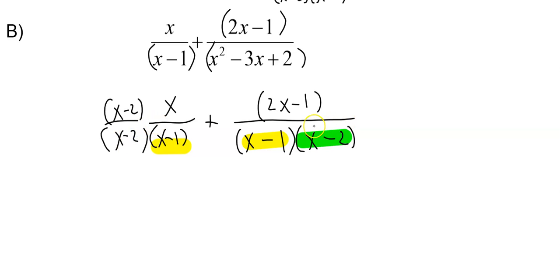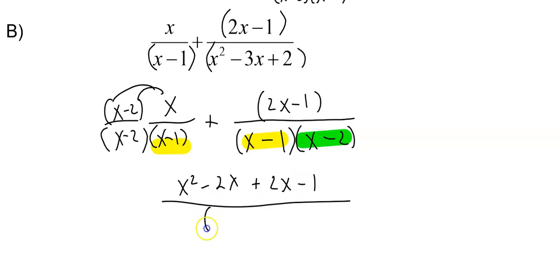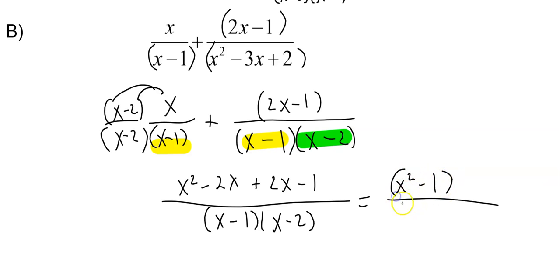And that distributes, right? So you get x squared minus 2x plus 2x minus 1. Let's just go ahead and combine those. Might as well. And so I get x squared. Oh, wow. Oh, this is going to be interesting. X squared minus 1. Oh, I like that. Over x minus 1 times x minus 2.